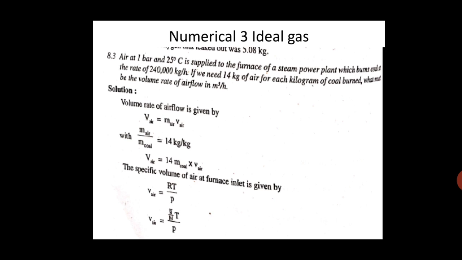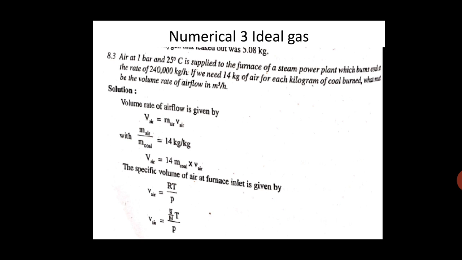So this is a practical problem of a steam power plant which is using coal as a fuel, and it is burning 2,40,000 kg of coal per hour, and for each kg of coal it requires 14 kg of air, and this air is supplied at 25 degrees centigrade and 1 bar pressure. Okay, so very simple it is.